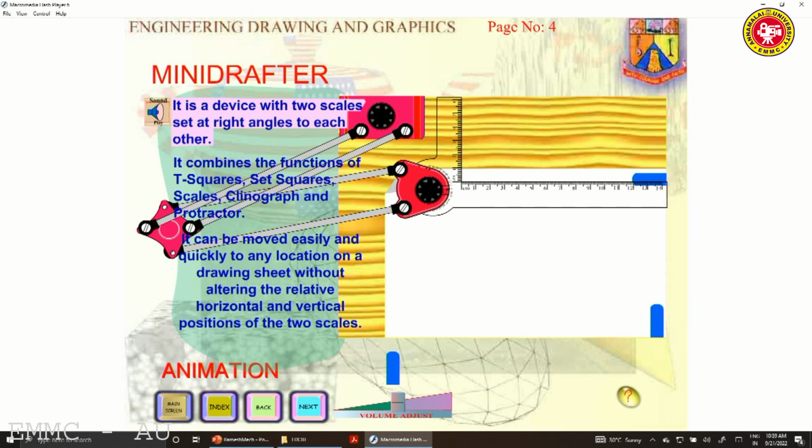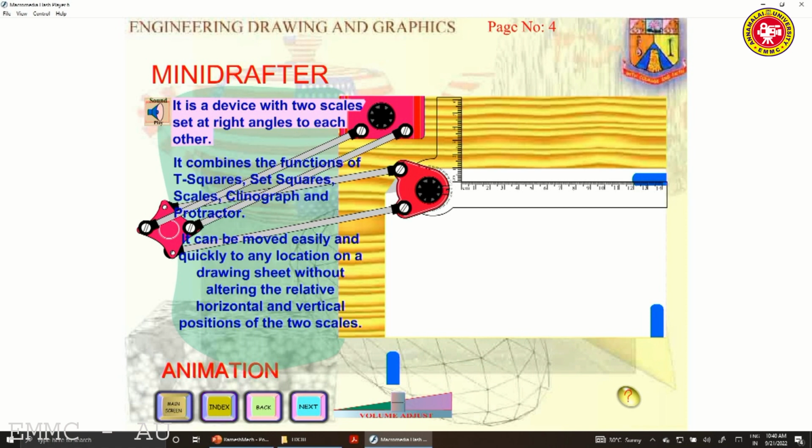Let me see what it is. It is a device with two scales set at right angles to each other. Try to look at those scales. It is not a single scale, it's two scales, one perpendicular to the other, mutually perpendicular. What is its function? It acts as a T-square, a set square, is also used as a scale, a clinograph and a protractor. So it is a combination of a lot of instruments.